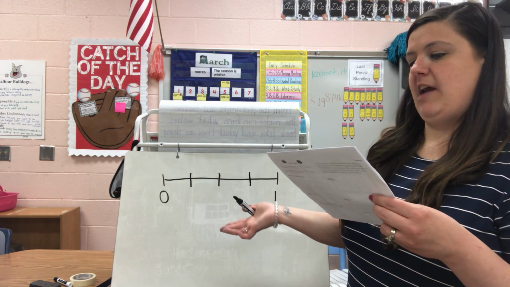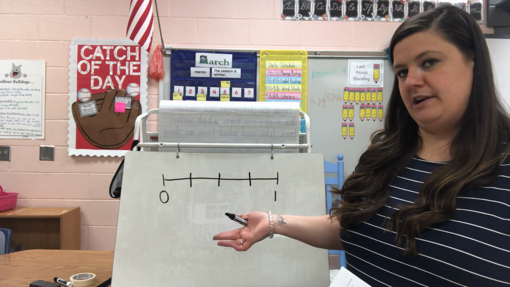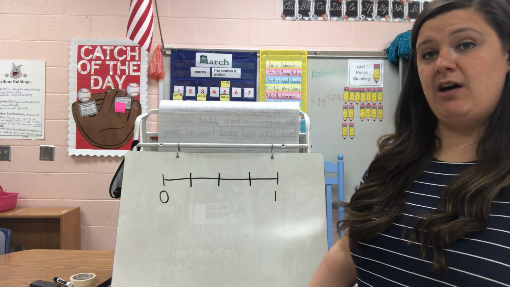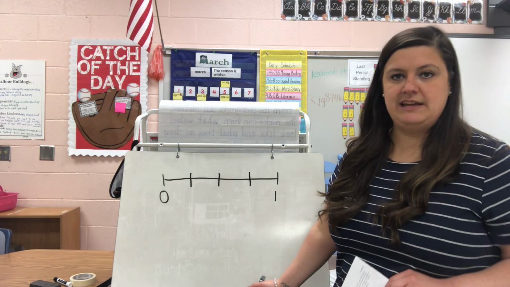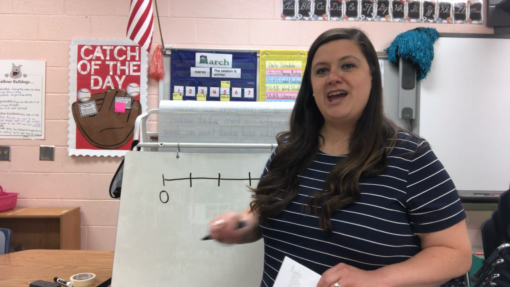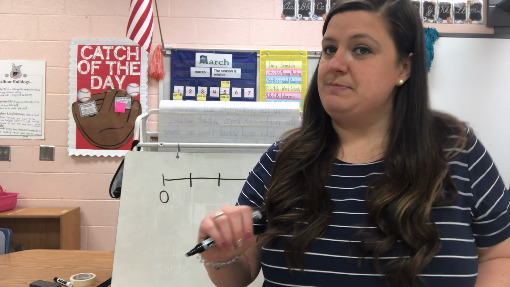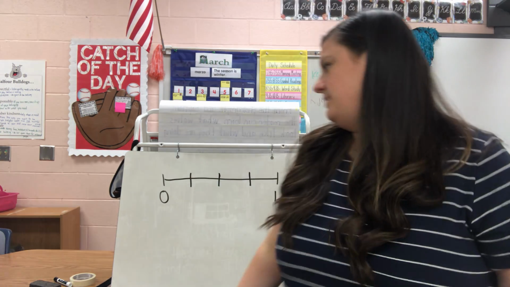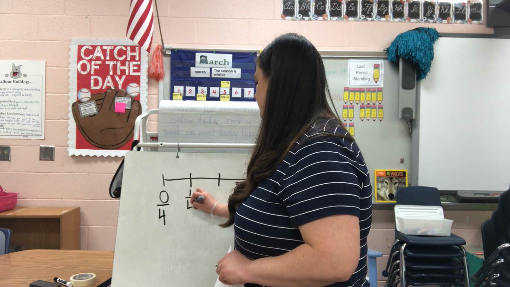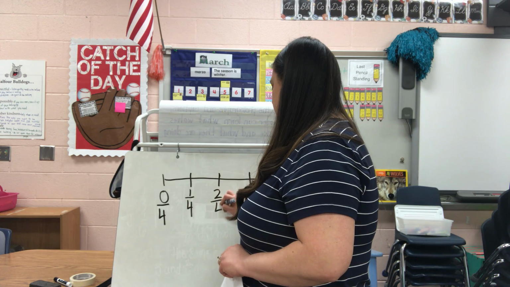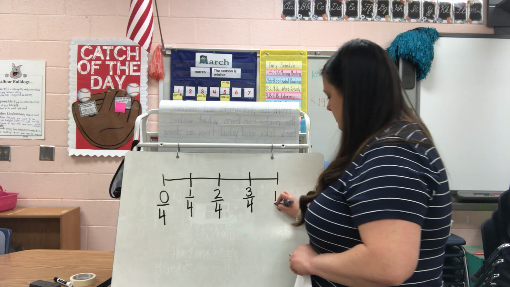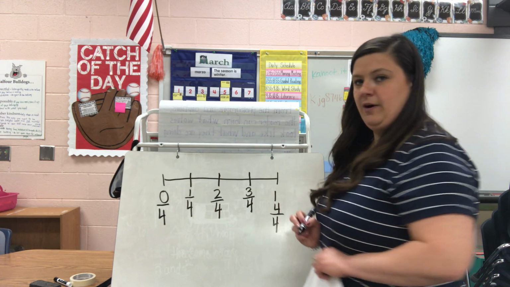So then he uses this to create a number line showing fractional parts. Well, what will his unit be? How would we know? We would need to count the spaces to see how many equal spaces he made. 1, 2, 3, 4. We have 4 equal parts. Our units would be fourths. So we can start our fourths. 0 fourths, 1 fourth, 2 fourths, 3 fourths, and 1, which would be equal to 4 fourths.